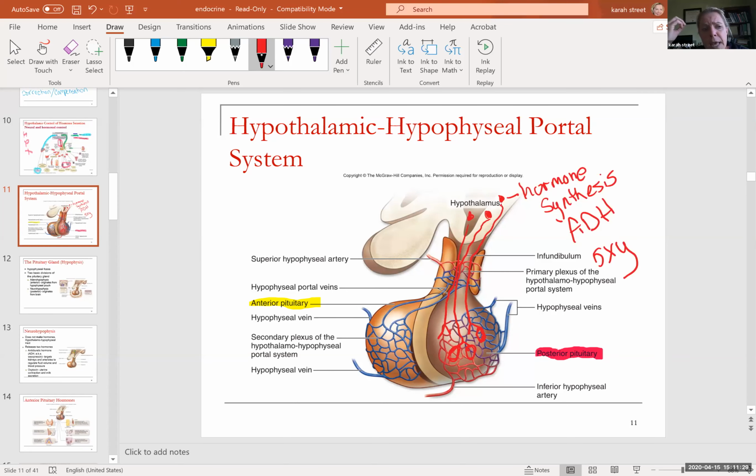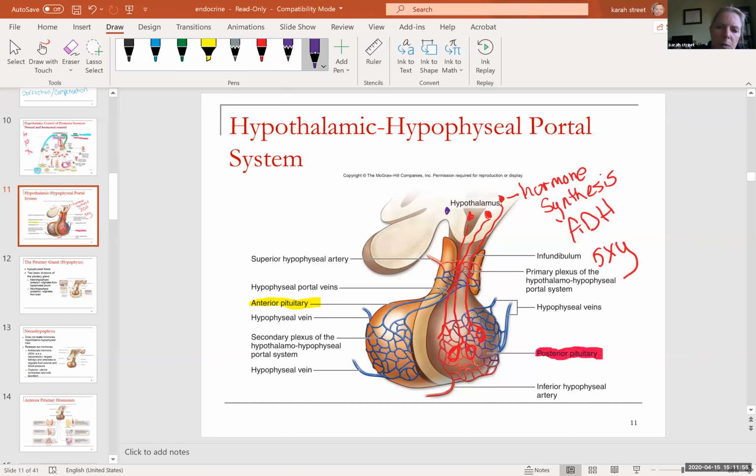No, no, ADH will make you swell. Oxytocin, you scream like hell. And that could be really good euphoric screaming too, when you're having an orgasm. So either way you're screaming, one way or the other. It works. Now, what about the anterior pituitary?